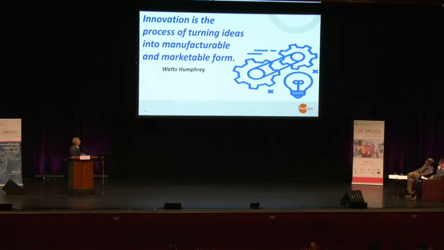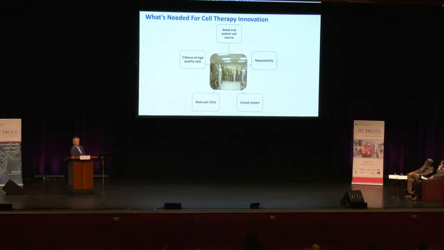So we like to use the slogan here that innovation is a process of turning ideas into manufacturable and marketable form. It's very important because how we look at cell therapy in general, and allogeneic cell therapy more specifically, depends on a few aspects that are important to mention. First of all, you have to have a good source of potent cells. Second, you have to have trillions of high quality cells, because remember, what we are talking about is an allogeneic approach. So we want to guarantee that the same cells will be treated again and again without issues of manufacturing. Then, of course, cost of goods.